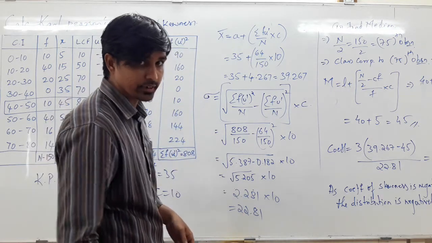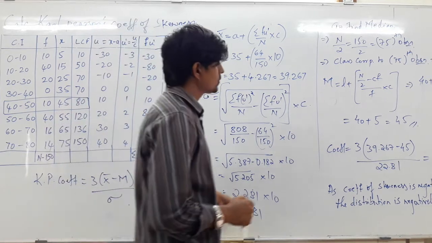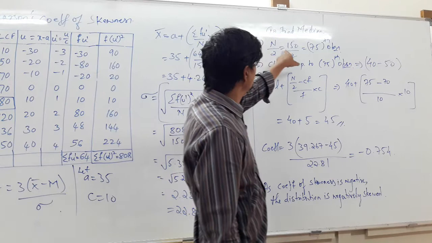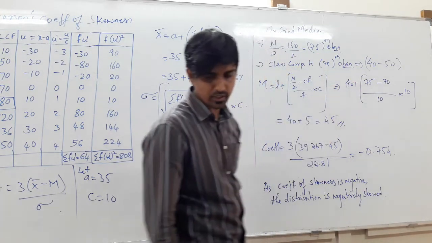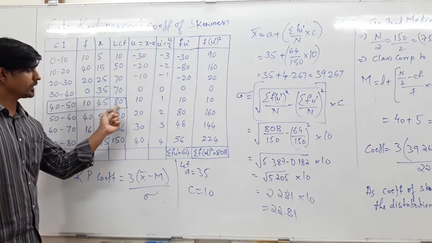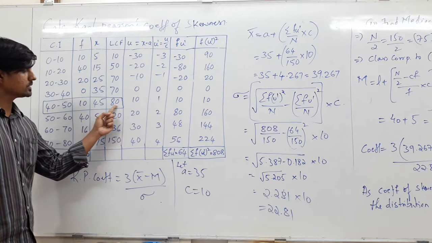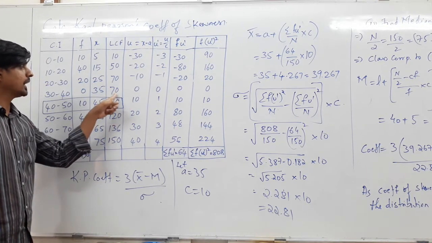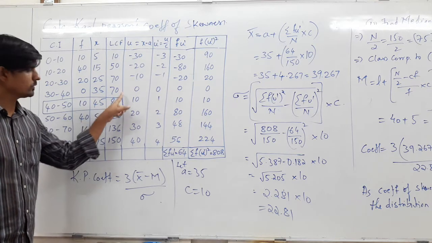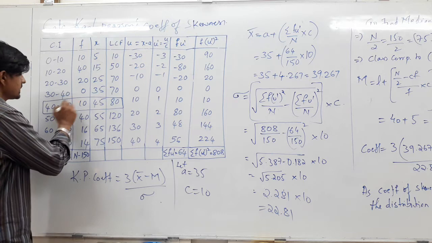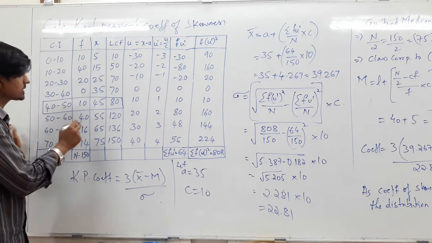22.81. Now we have to find the median. What are the steps? We have to do n by 2. 150 by 2 is 75. Which number do we have to take here? 80 in the column. This class 70 is nearer to 75, but as I said earlier, we have to take the higher, greater one. So this is my median class, the median class required.